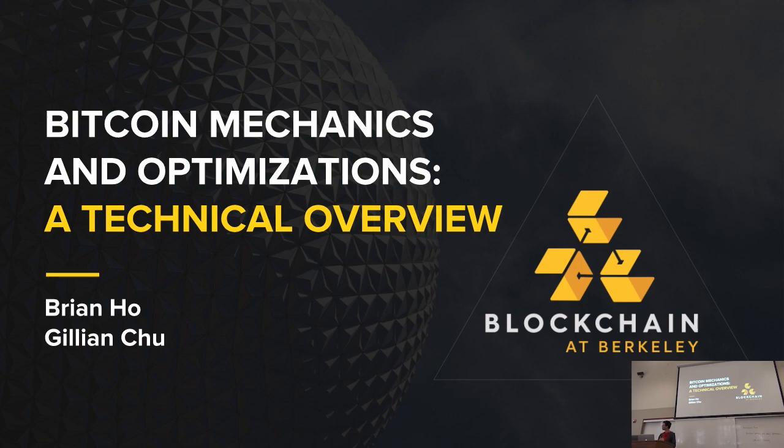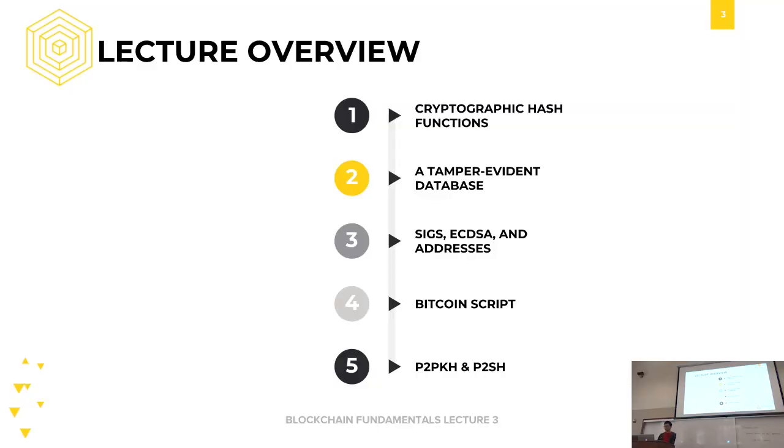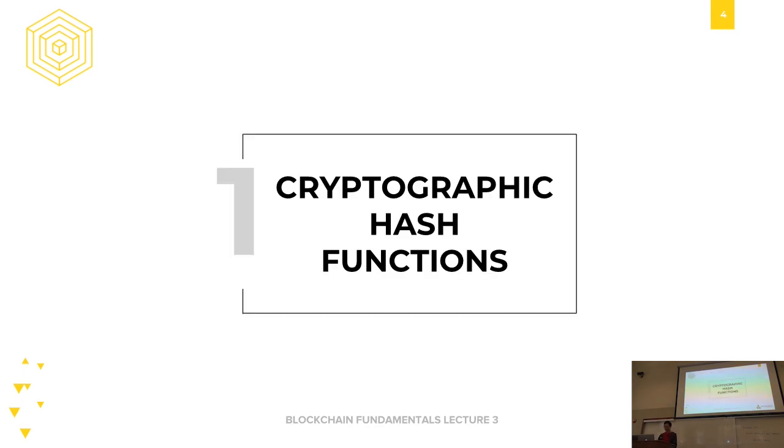To give a general outline, first we'll cover cryptographic hash functions, and we'll talk about what makes Bitcoin a tamper-evident database. And then Gillian will take over and start talking about signatures, Bitcoin scripts, and how money is actually redeemed in Bitcoin. So first, let's talk about cryptographic hash functions.